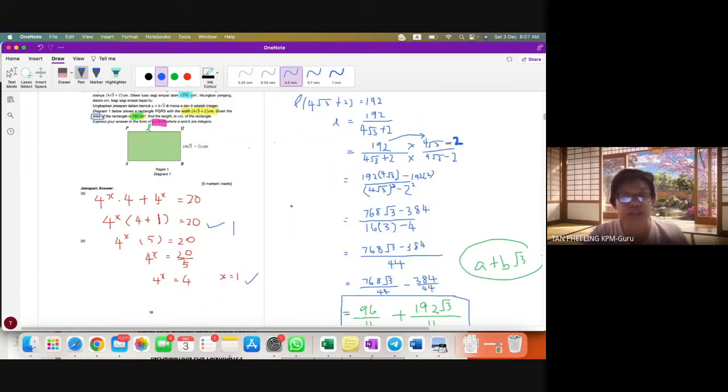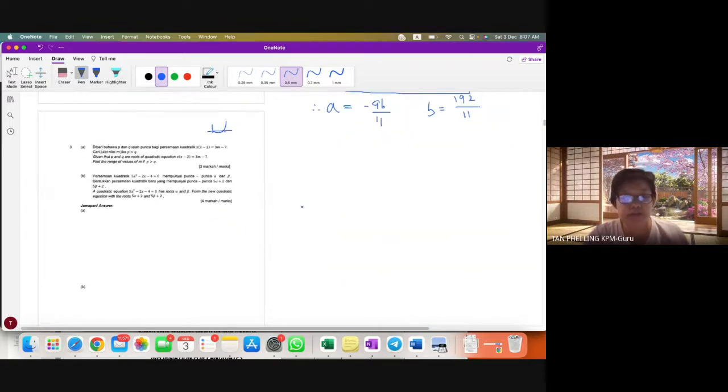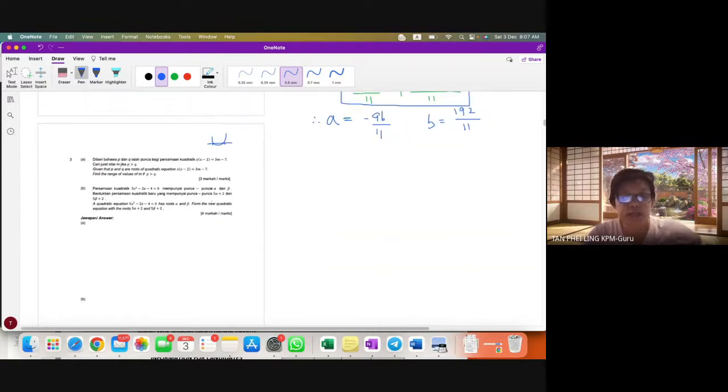Later I'll share this so that you can refer back. Okay, let's go to number 3a. Given that P and Q are two roots, when you know that there are roots, right?